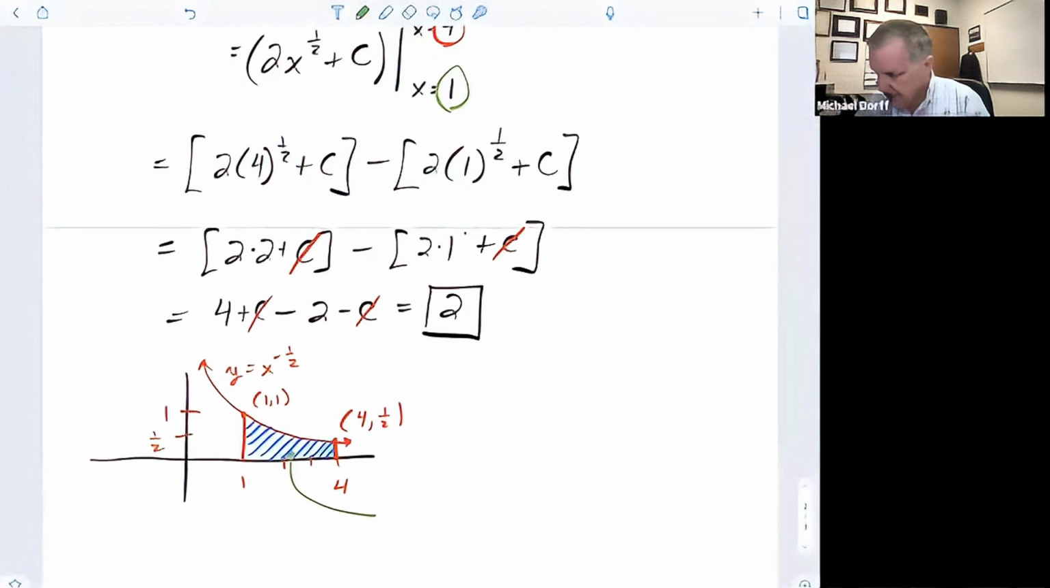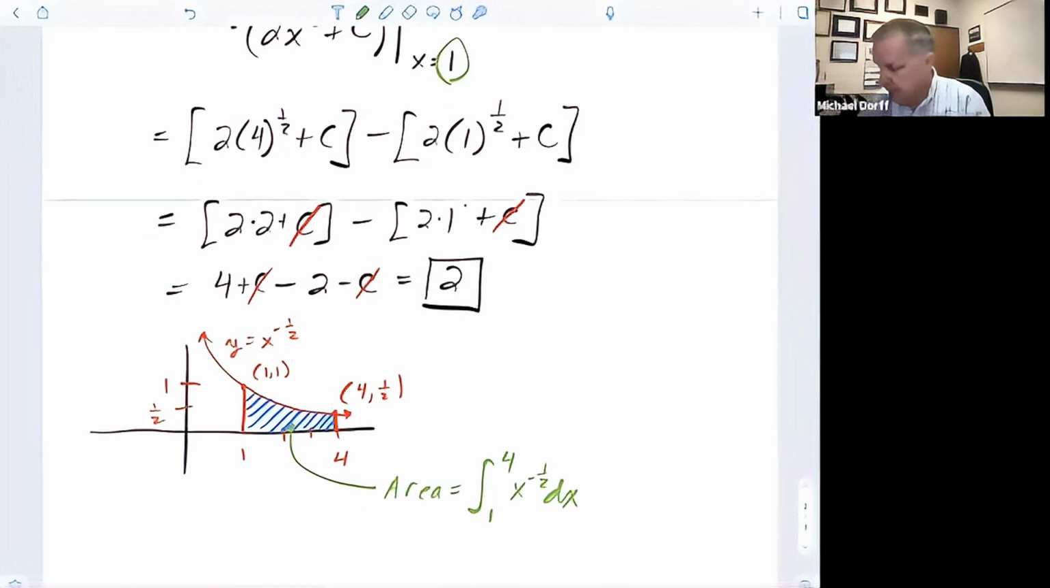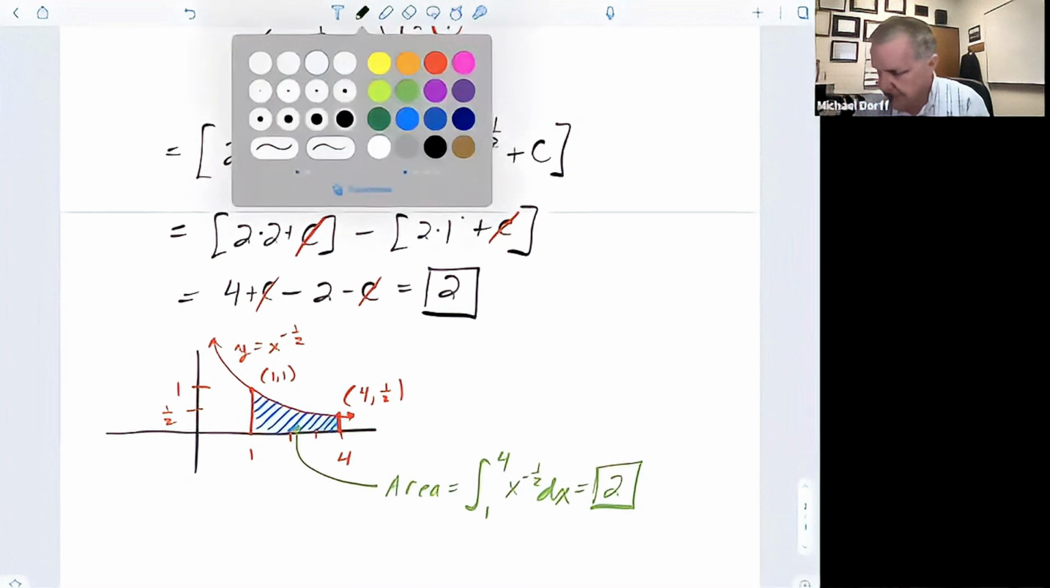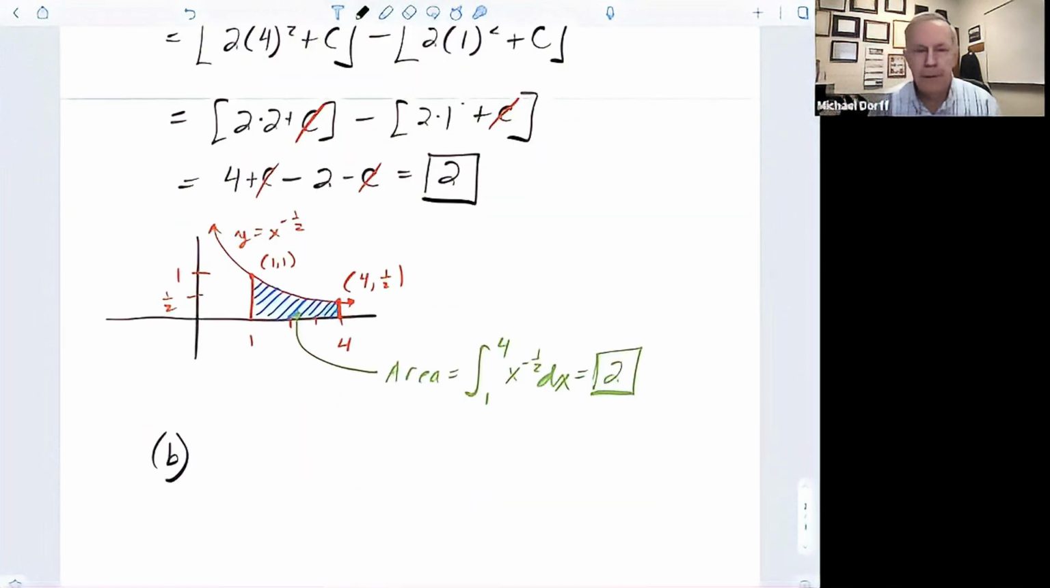So that area, which equals the integral from 1 to 4 of x to the negative 1/2 dx, is that blue area there. And we know, because we just solved the problem, that that area is equal to 2. And that makes sense because it's above the x-axis and below the red curve there. Now, let's look at another example here.